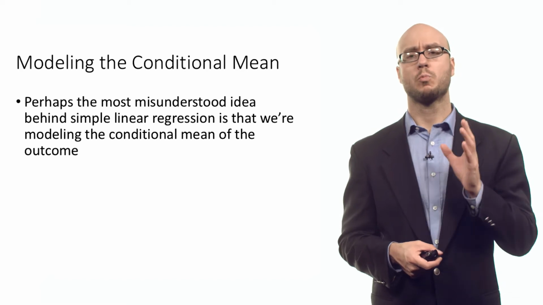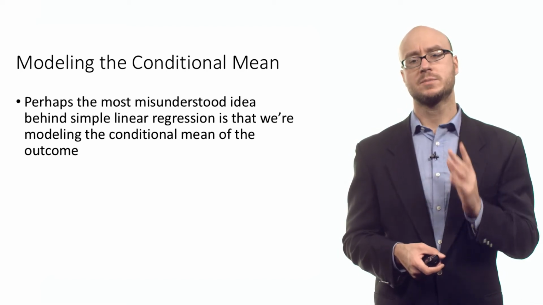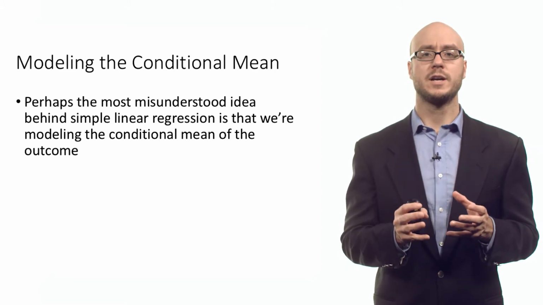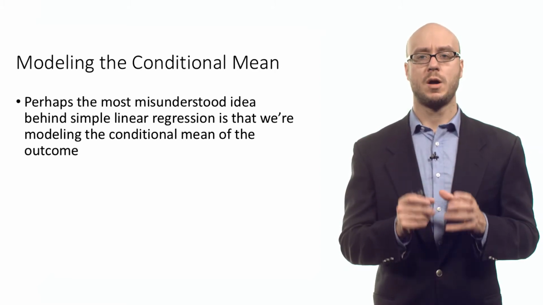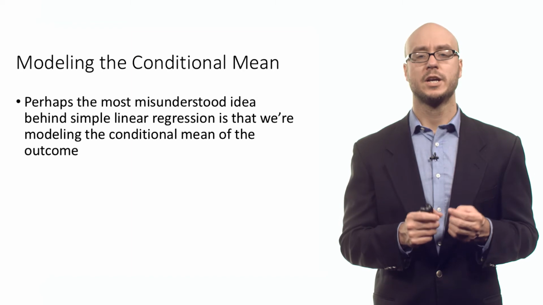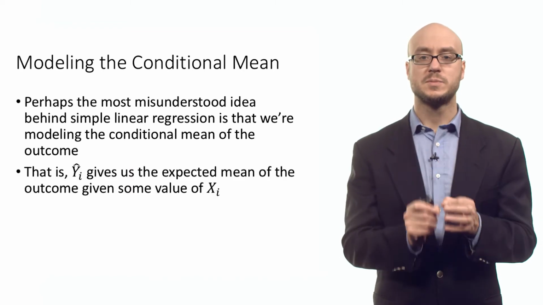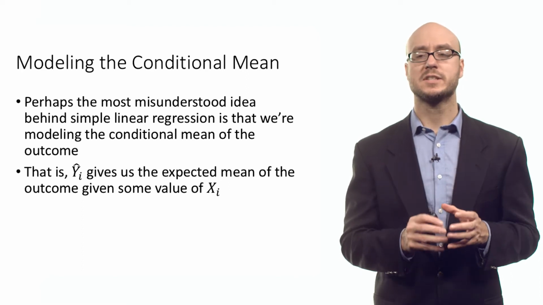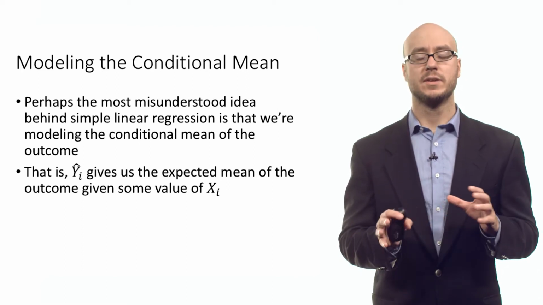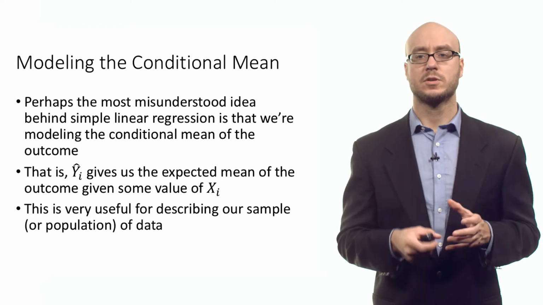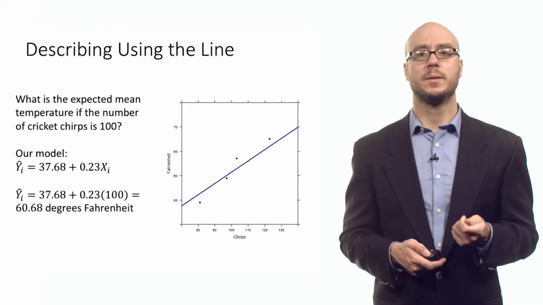So what are we modeling? We're modeling the conditional mean. This is probably the most misunderstood part of simple linear regression. All you're doing is you're modeling the mean of the outcome conditional on different values of x. Specifically, y hat gives us the expected mean of the outcome, given whatever value of x you put in. This is very useful for describing our sample or population of data.